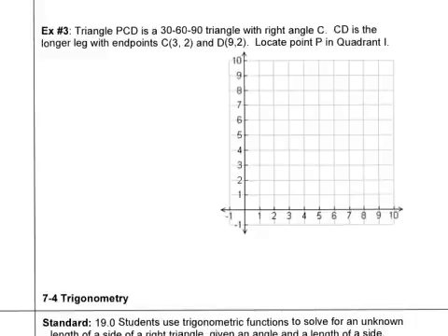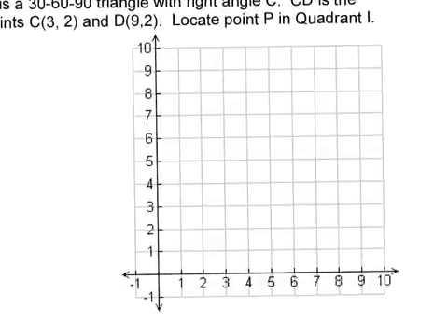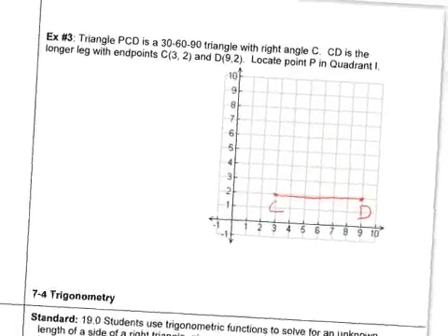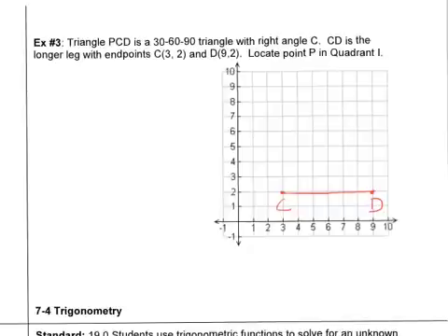Alright, here's the last problem. It involves us graphing a 30, 60, 90 triangle and locating the third point. So let's do that. First of all, we're going to zoom in and I'm going to plot these points. I'm going to plot C at 3, 2. So there's C, and D is at 9, 2. And so there's part of my triangle. And we're going to locate point P.